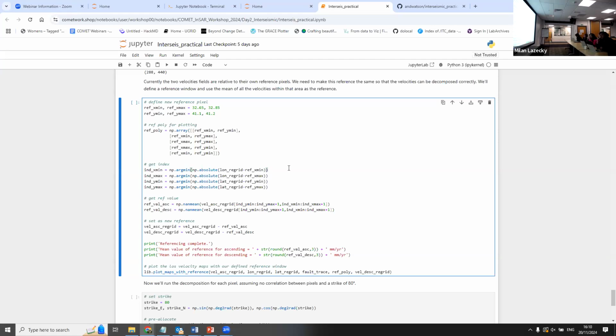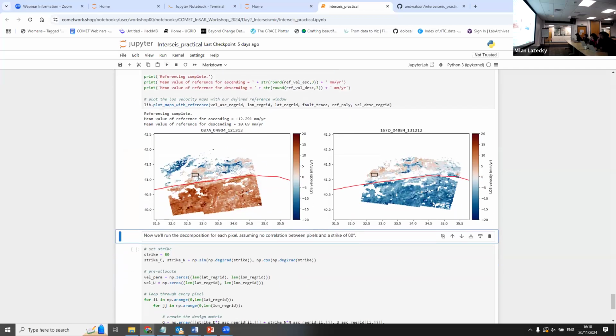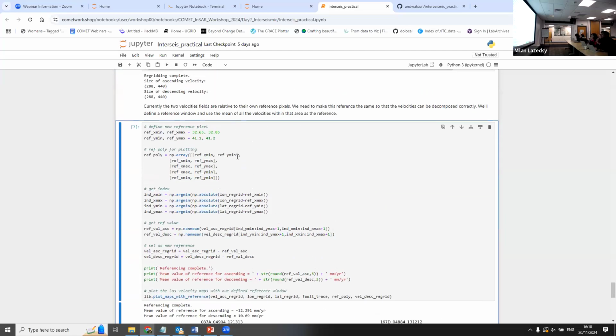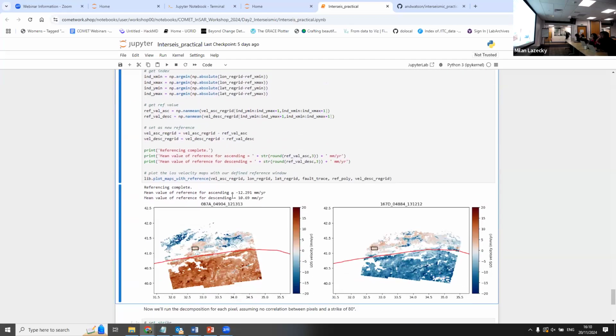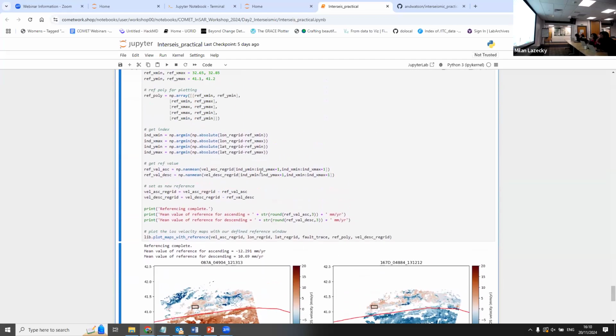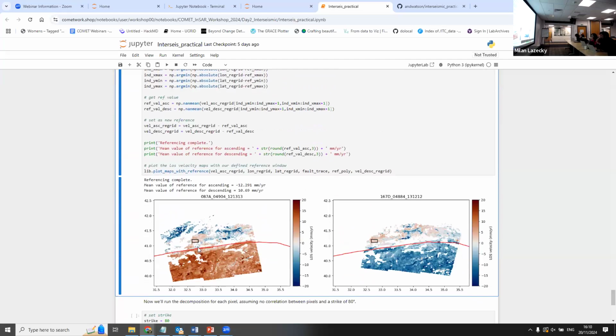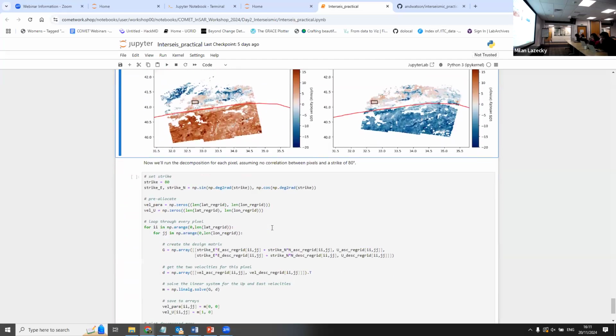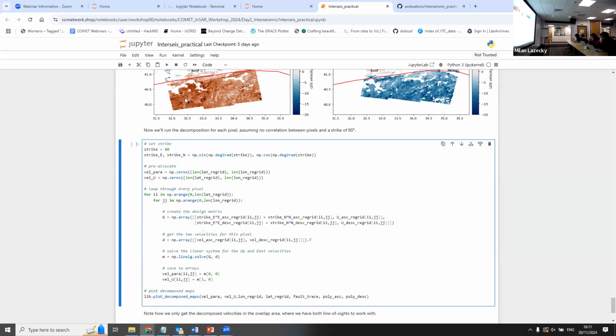But for this, we can choose another simple strategy by choosing a region or area in the velocities and using the mean of the velocities within the area as the reference. So we can reference the velocities to the same region. And then we can do the decomposition. Please run this cell.